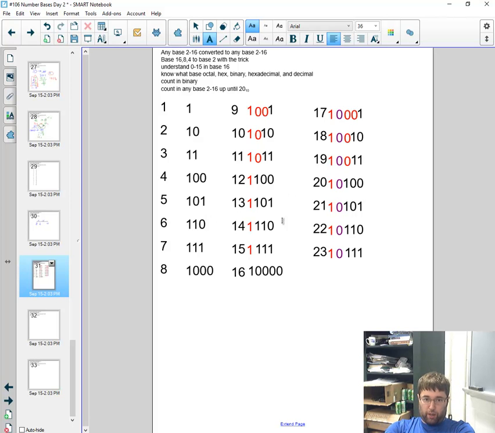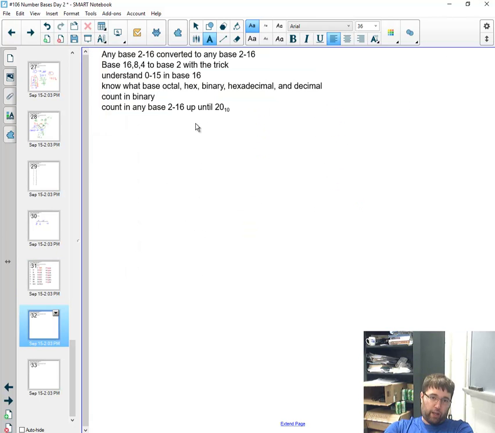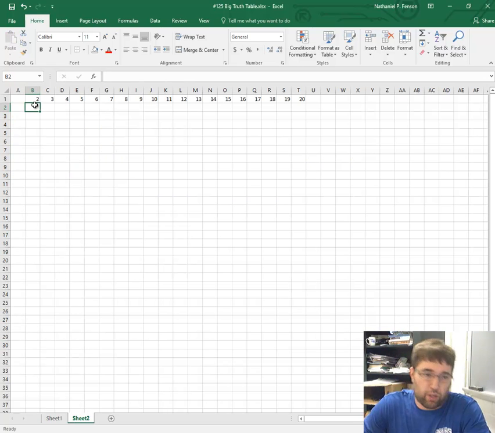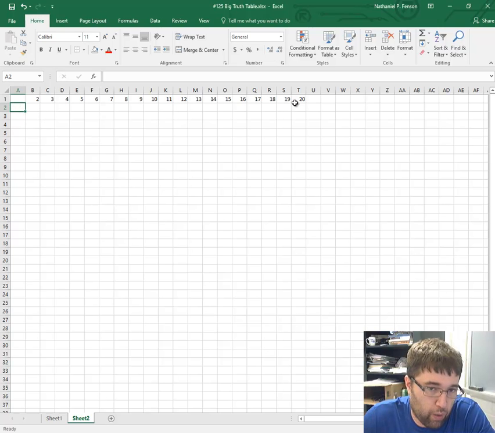Again, just take the same pattern before and just add 1 to it. I should have put a 0 up here, technically, and then these two would have been up here. Any base 2 up till 16. I'm going to do this in Excel real quick. And we want to count all the way up to 20. So these are the bases. I'm going to skip to 2 because 1 is always going to be 1.